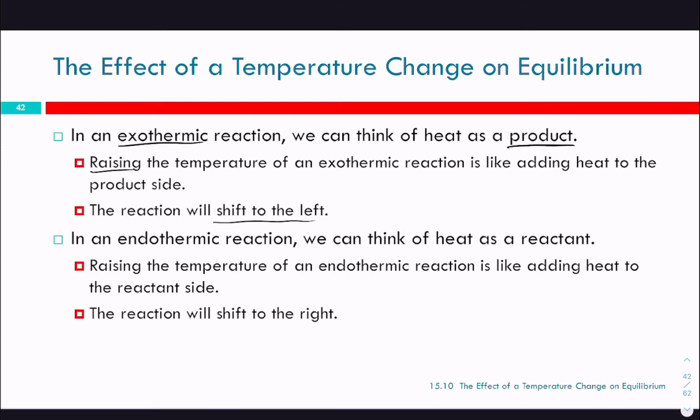In an endothermic reaction, heat is one of the reactants. And so endothermic reactions would feel cold to the touch because they're absorbing heat from their surroundings. So if you raise the temperature for an endothermic reaction, that's like adding heat to the reactant side. So it'll shift the reaction to the right. You're adding that heat that it's trying to suck up from its surroundings. It's going to form more products.